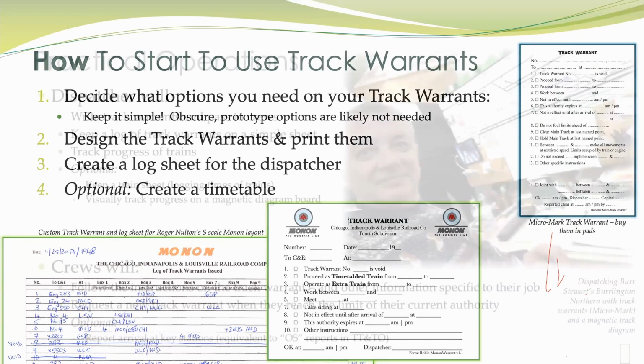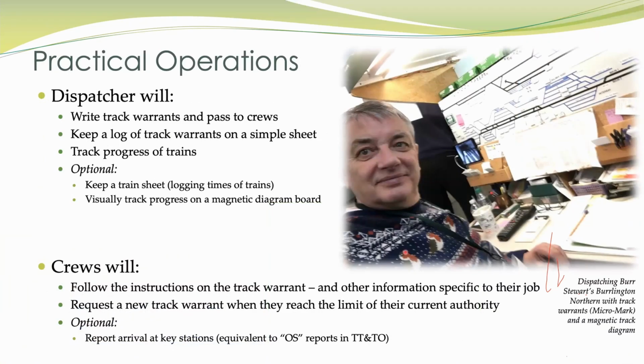So from a very practical point of view, the dispatcher, which might be you as the owner, or it might be a separate person you appoint. It could be you as the owner or train master. He will write these warrants and give them to crews, and ideally keep a log of what he's said. Otherwise, if you're trying to set up where two trains meet on a single track, you kind of need that log, otherwise you will get confused.